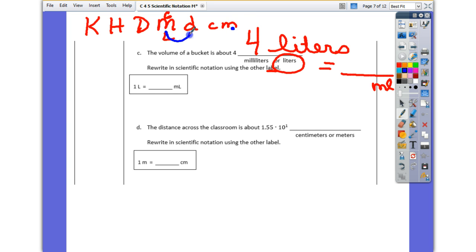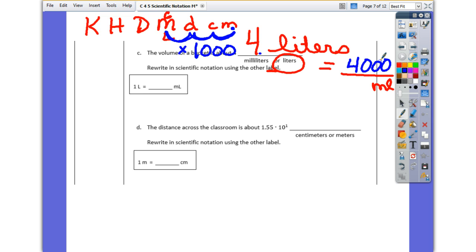milliliters, little ones. So 1, 2, 3. That's like multiplying times what? It'd be 1,000. It's like multiplying by 1,000 or moving your decimal how many places? 3. Because we went 1, 2, 3. So how many milliliters is 4 liters? 4,000. Okay, we've converted.